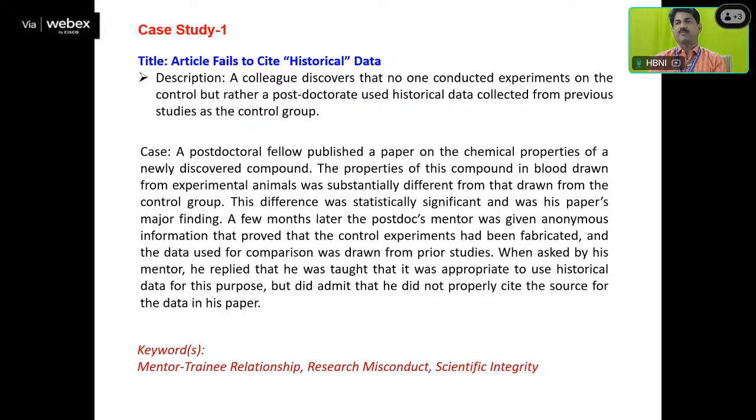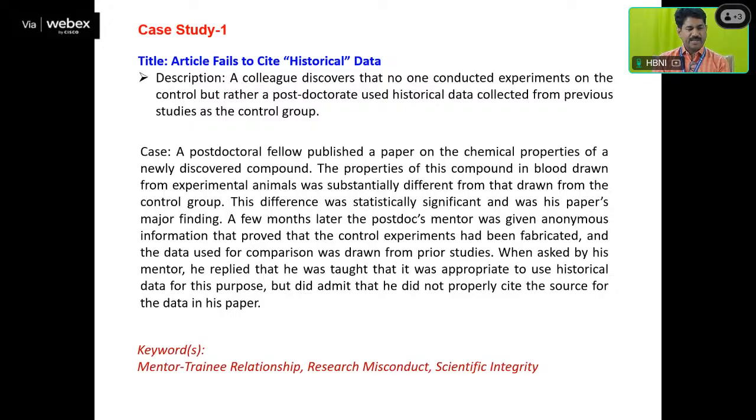So they can tell that previous results are different, but since this is the major finding, he should have repeated the control experiments and compared the data. So this is the first case study.